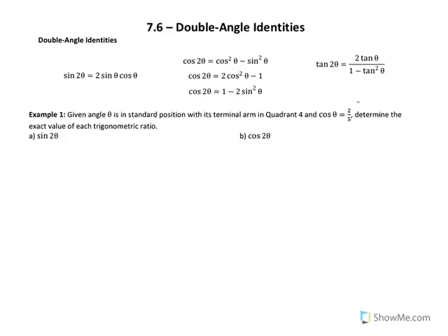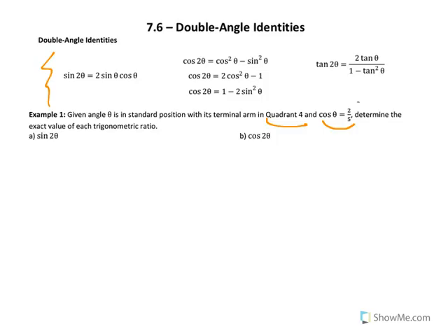7.6 double angle identities. So above is all of the double angle identities that we could be using. And so let's apply those. Given angle theta in standard position with terminal arm in quadrant 4 and cos theta equals 2 over 5, determine the exact value of each trigonometric ratio.